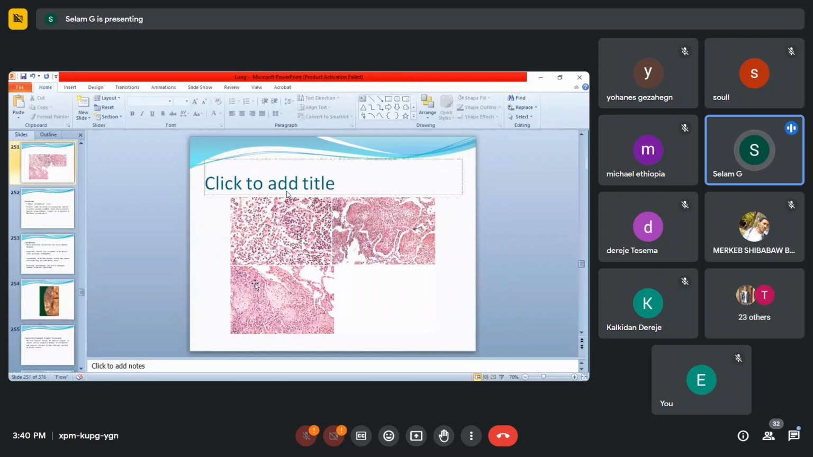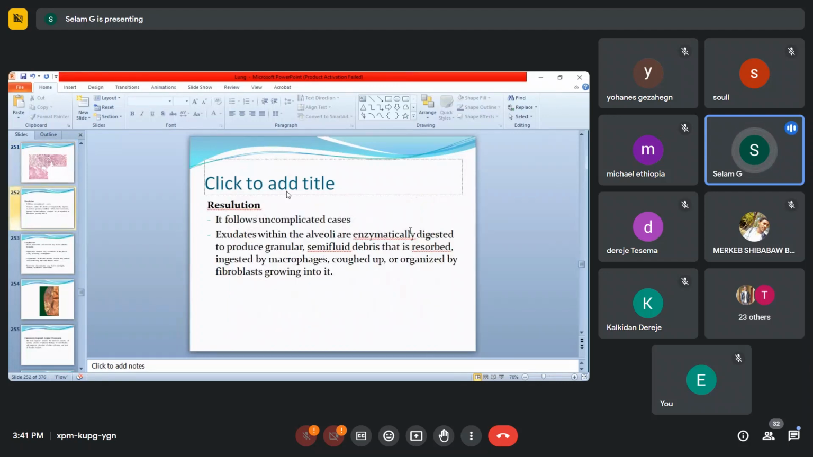Microscopically, you see exudates of these polymorphonuclear inflammatory cells, edema, and areas of thickened walls. At the stage of resolution, which follows in uncomplicated cases, exudates within the alveoli are enzymatically digested to produce granular semi-fluid debris that is resorbed, ingested by macrophages, and coughed up, or organized by the fibroblasts growing into it.